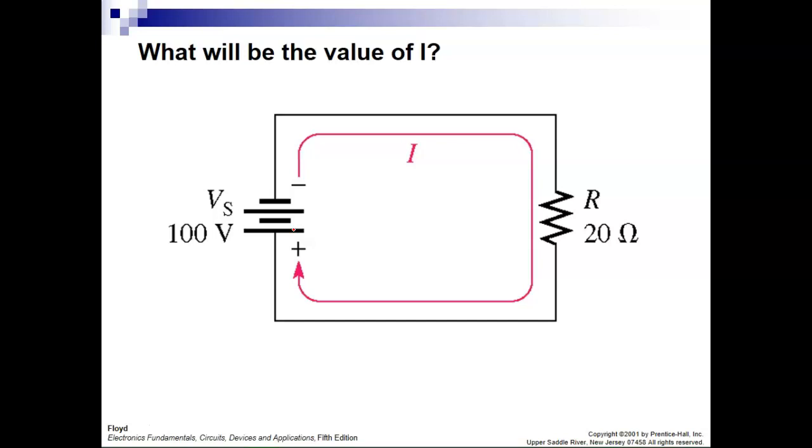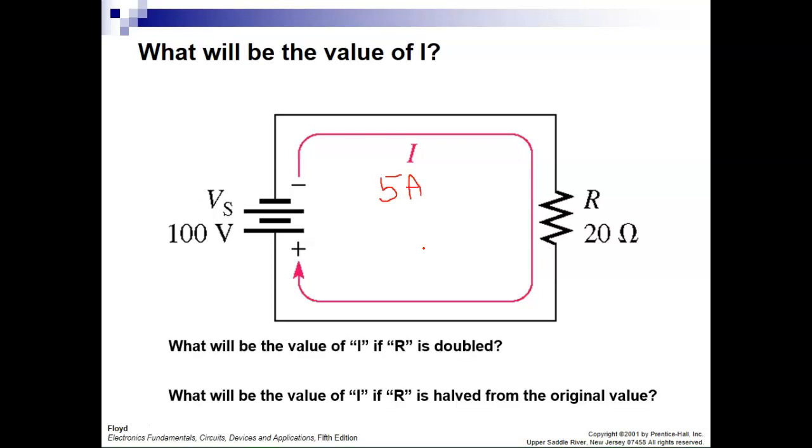Five. 5 even. 5 amps. All right, so what would happen to my current if my resistance doubles? So if I take my resistance and bring it up to 40 ohms, it'd be 2.5 amps.